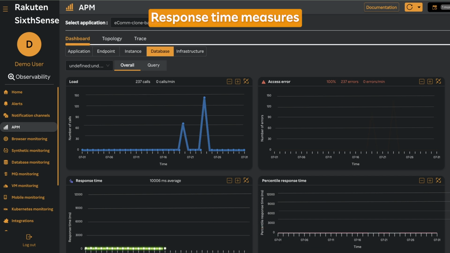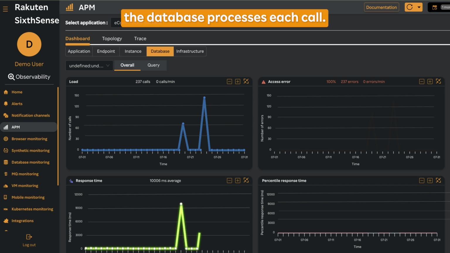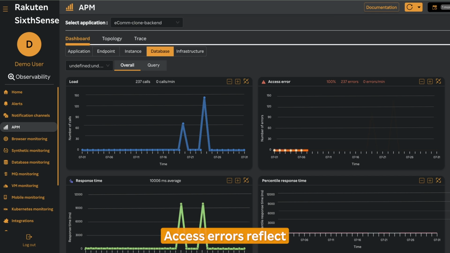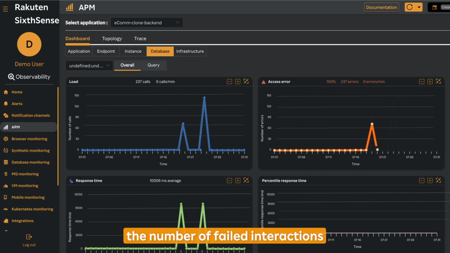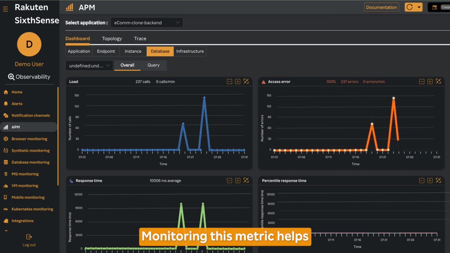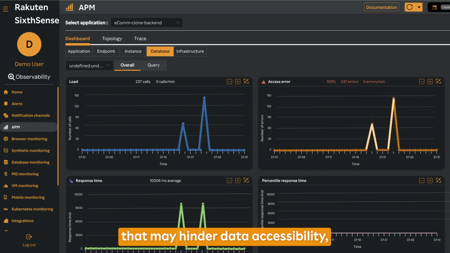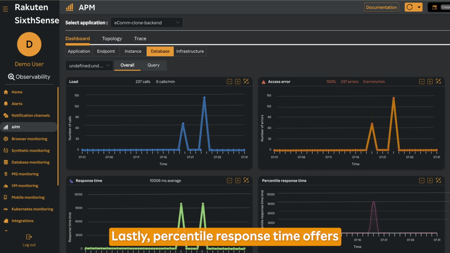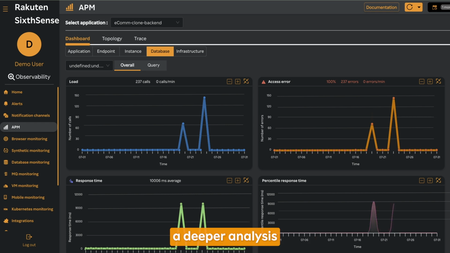Response time measures how quickly the database processes each call. Higher values may suggest bottlenecks that could impact user experience. Access errors reflect the number of failed interactions with the database. Monitoring this metric helps in identifying issues that may hinder data accessibility, impacting the overall application performance. Lastly, percentile response time offers a deeper analysis by showing the distribution of response times across different percentiles.